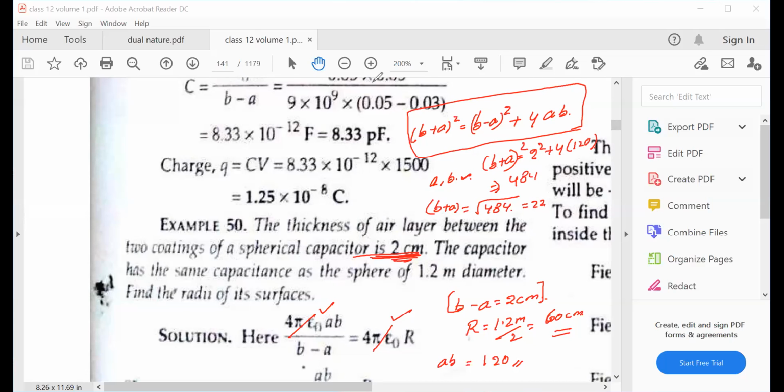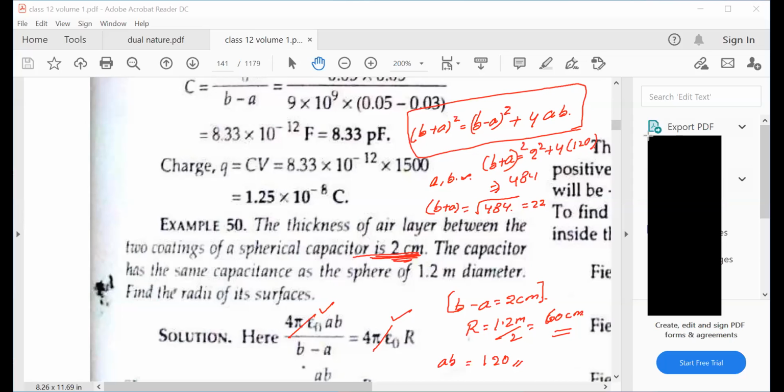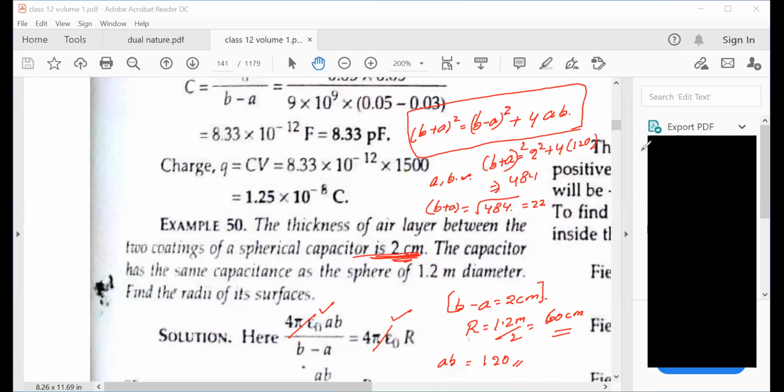Now what we need to find? We need to find the AB values. To do that, we can do either subtraction or substitution. So the relations are like this: A plus B is equal to 22 and B minus A is equal to 2. Okay, B minus A is equal to 2.